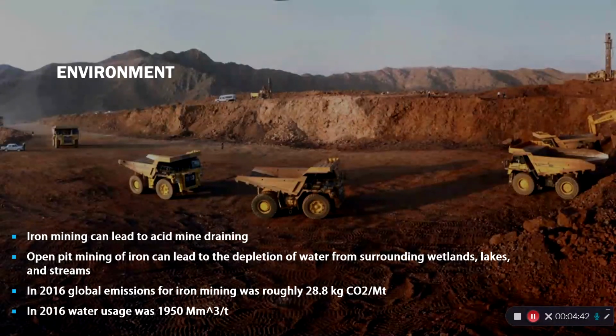In 2016, the global emissions for iron was roughly 28.8 kilograms of carbon dioxide per megaton, which is relatively low when compared to the extraction of other materials out of the Earth's surface. However, the water usage was 1,950 megameters cubed per ton, which was very high when compared to other materials extraction. And this makes sense considering the large amount of water damage that iron mining does to the surrounding area.